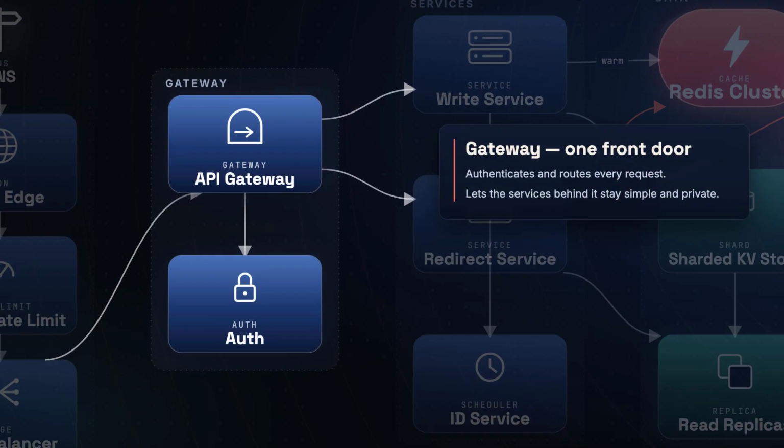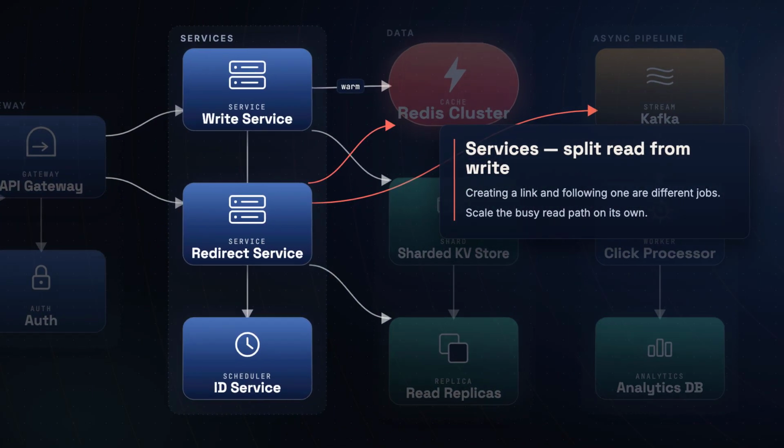Behind it, one front door, the gateway. We could make every service check your login itself, but then that code lives in 5 places and every service faces the open internet. So we check once here and route from here. One place to lock down.